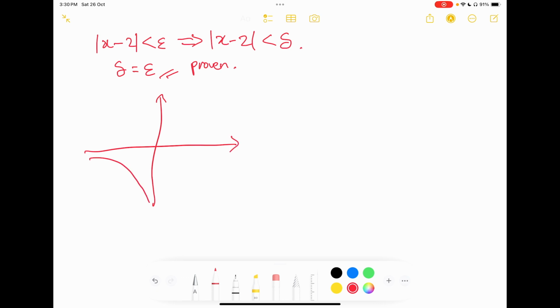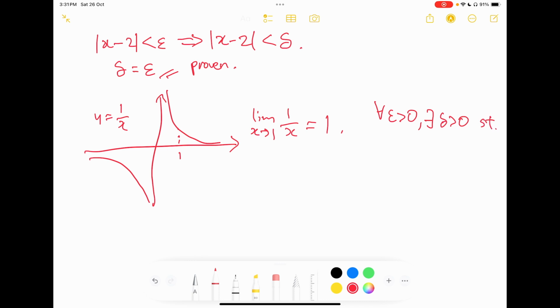So for example, if we were to take the function y equals 1 over x at x equals 1, and we were to try to find the limit as x approaches 1 of 1 over x equals 1, right? We need to prove that this is true. So we can pull out the epsilon delta definition of a limit. So for all epsilon greater than 0, there exists a delta greater than 0 such that when |f(x) minus L| is lesser than epsilon, |x minus c| is lesser than delta.